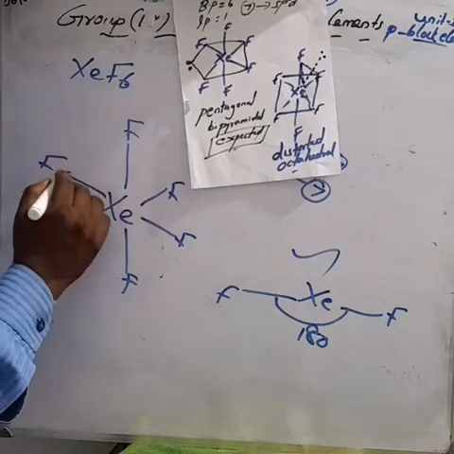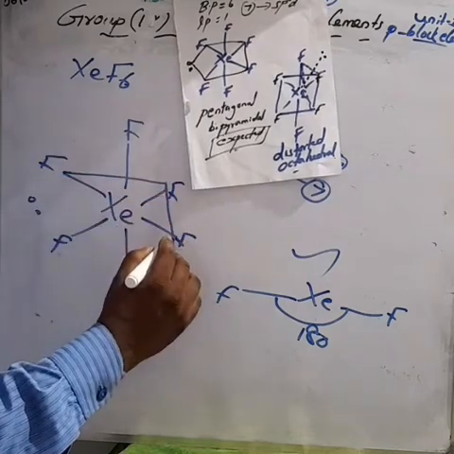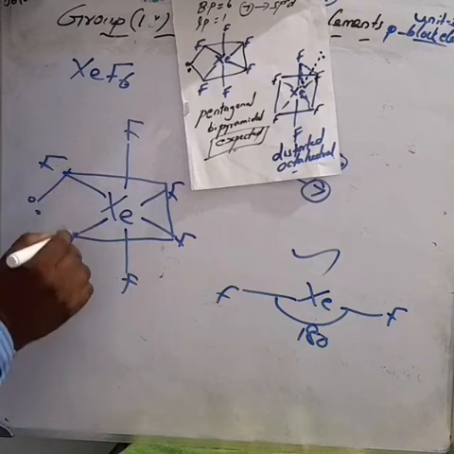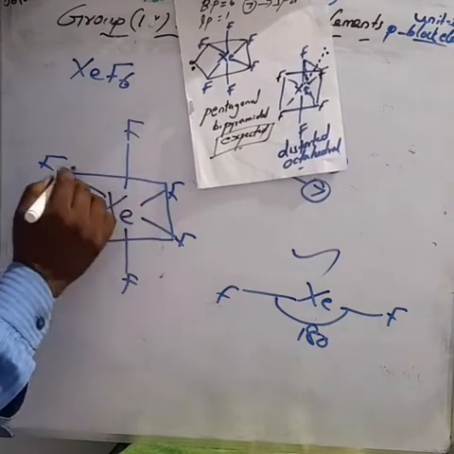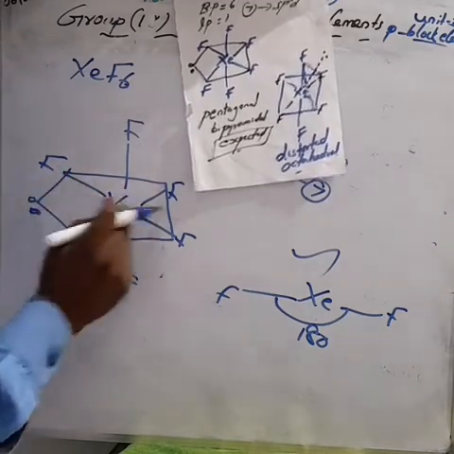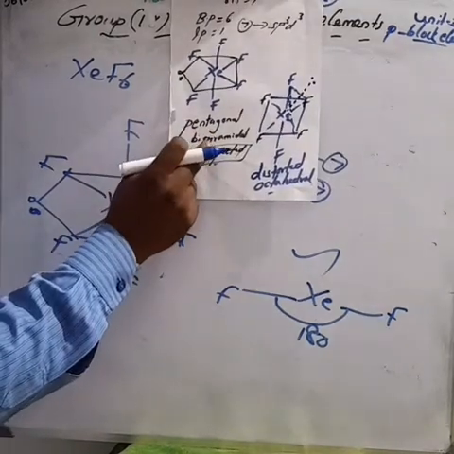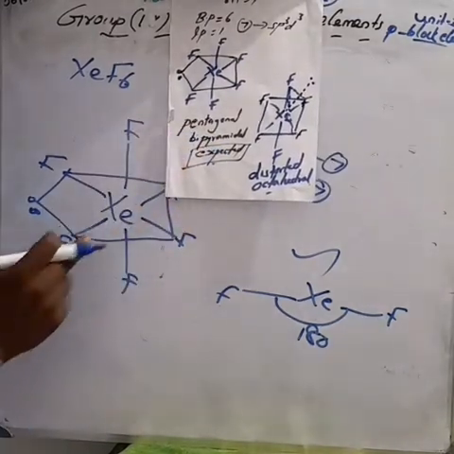So I am joining these lines. They have five edges, am I right? 1, 2, 3, 4, 5 edges. So it is pentagonal bipyramidal, one of the pyramidal shapes. This is the expected one.